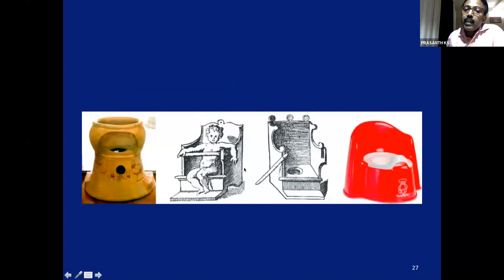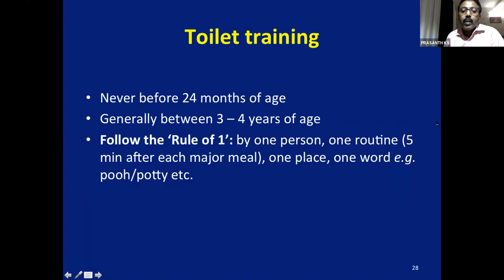And on the middle panel, you can see an improvised version of a potty found from 14th century relics identified in France. And on the right hand side, what you see is the modern version of a potty. So we can see that it's more or less similar. The designs have not much changed. So a few words on toilet training. It should never be attempted before 24 months of age.